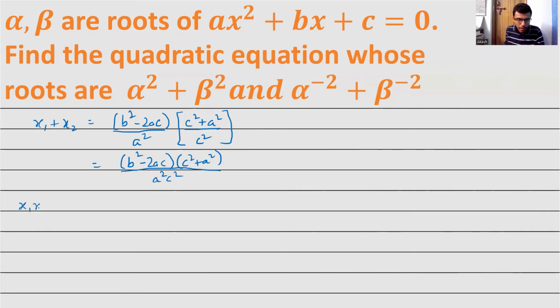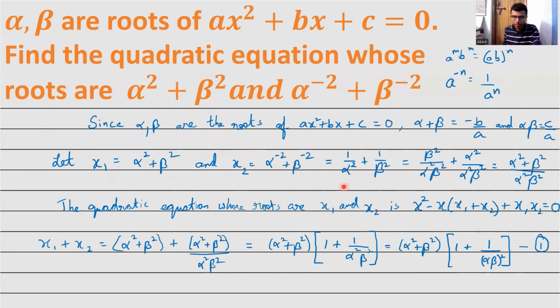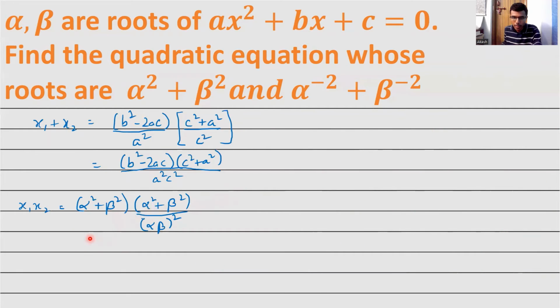x1 into x2. See, x1 was alpha square plus beta square, and x2 was alpha square plus beta square divided by alpha beta, whole square. You can just refer to the first page. Okay, we got x1 and x2. I'm just putting them down again. So this is nothing but equal to, if you see, this is of the form a into a, which is a square. So this would be nothing but alpha square plus beta square whole square divided by alpha beta square.